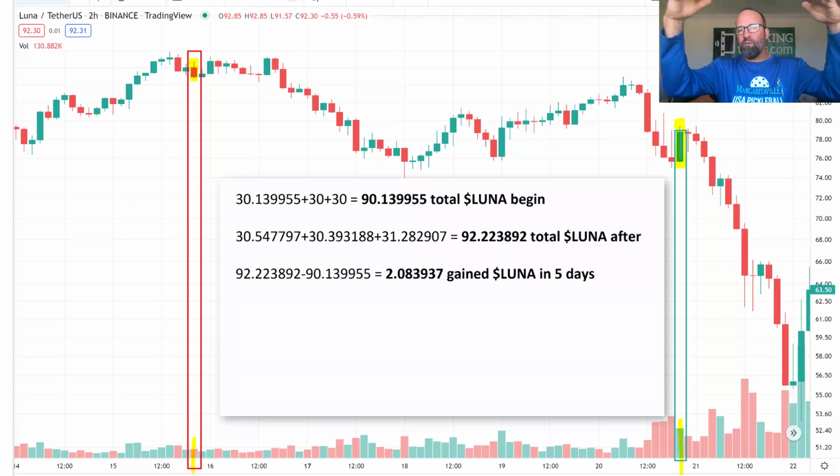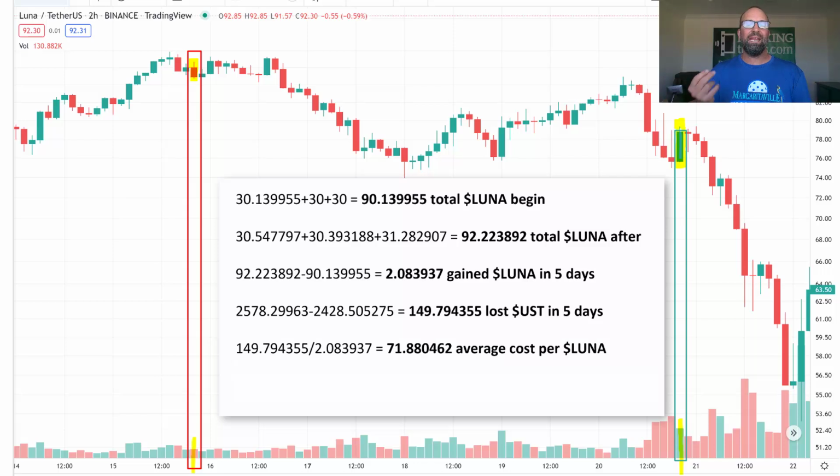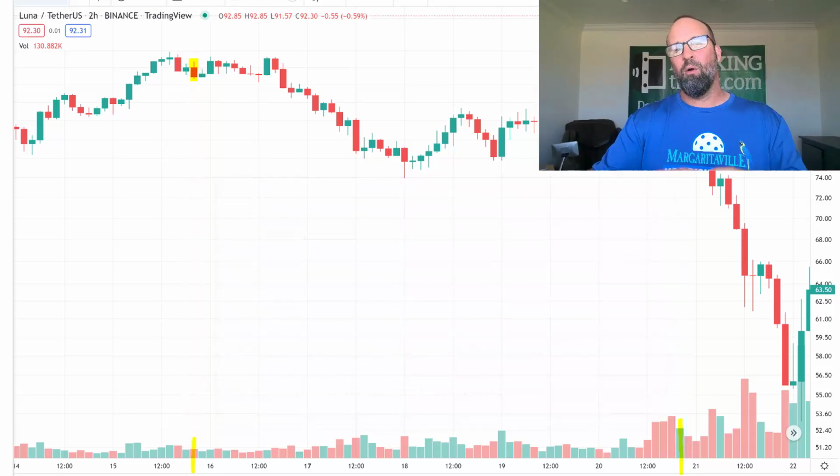Now, because the total value of the pool lost, because Luna went from 86 to 78, I lost $149.79 worth of UST, which made my average cost of the 2.08 Luna gained $71.88 per Luna. What's interesting is that average cost of $71.88 per Luna is lower than the lowest price that Luna touched during the entire 5-day span, which was $73.95. Why did I get a lower price?